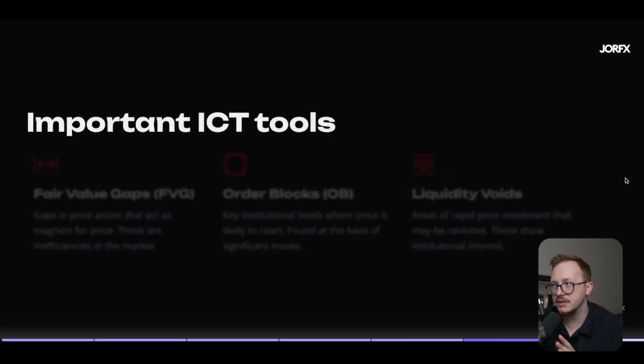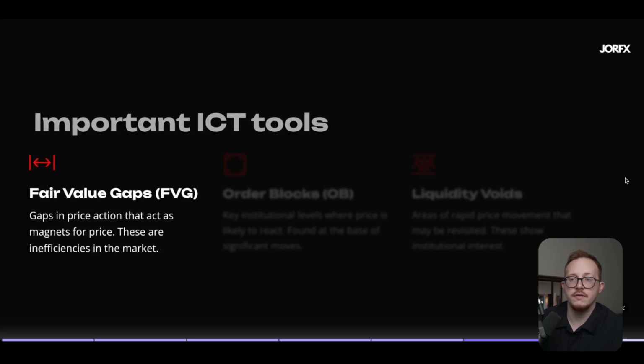Now, last but not least, before we move into a live example of this, I want to show you some important ICT tools. Again, some things you have to add to your arsenal, I believe, in order to get the most out of this. First one is fair value gaps. Gaps in price action that act as magnets for price. These are inefficiencies in the markets.